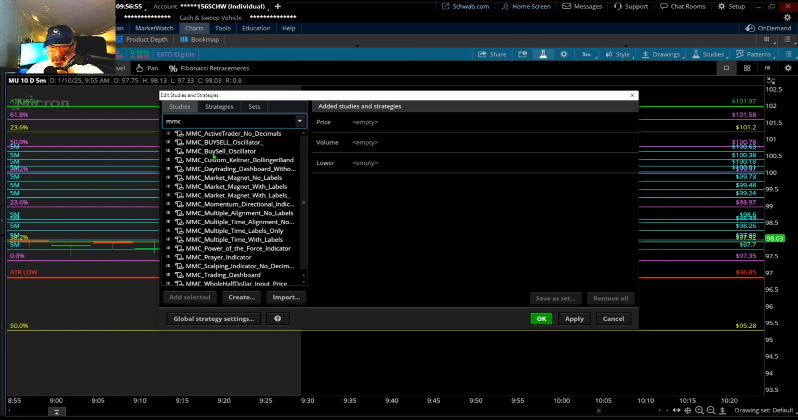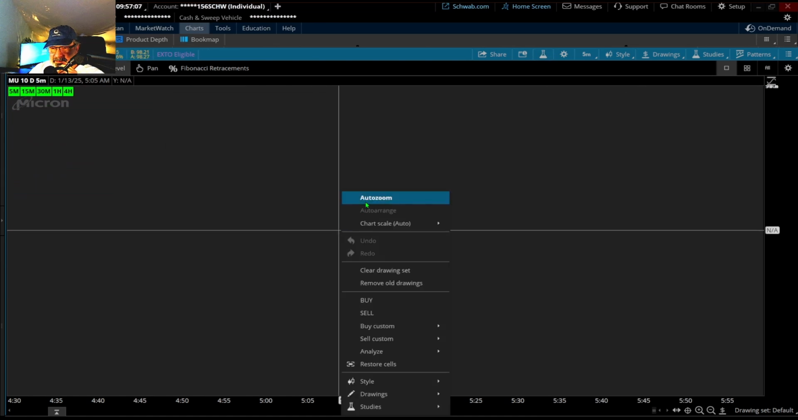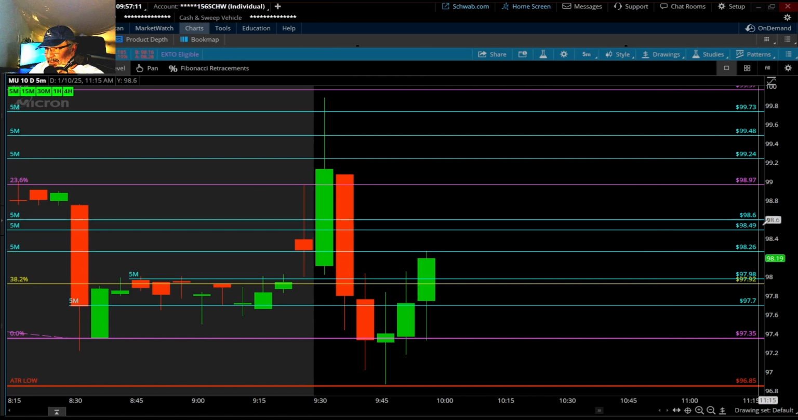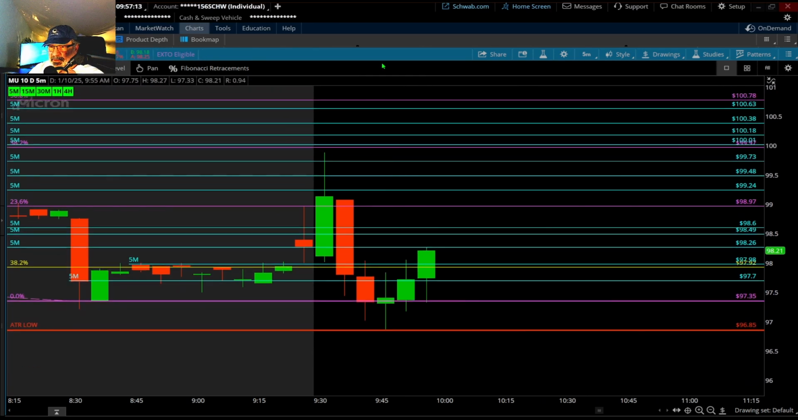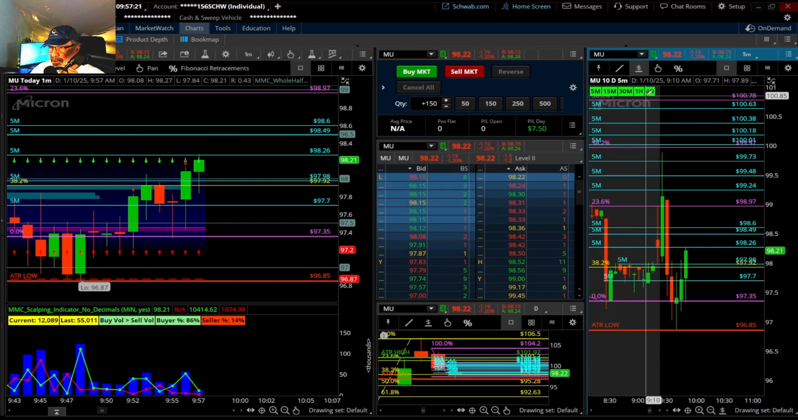custom indicator in here. I might do no labels. Multi-chart time labels only. Add selected. Apply. So now you're going to see one of the best indicators, which I didn't even have up here for some reason a minute ago. This tells me what all the other candlesticks are, what color they are. 5-minute chart, 15-minute chart, 30-minute chart, 1-hour chart, 4-hour chart.